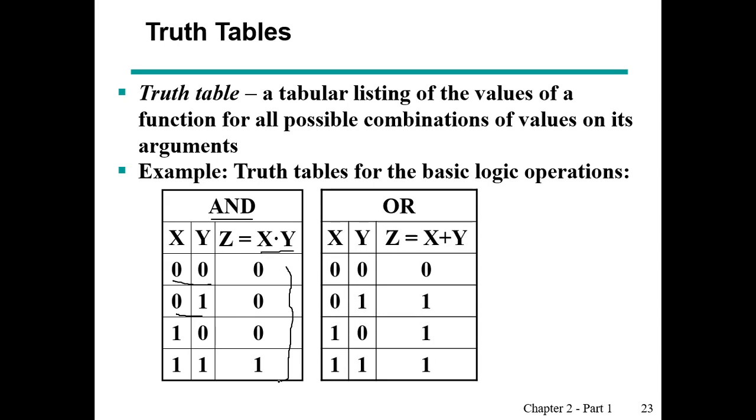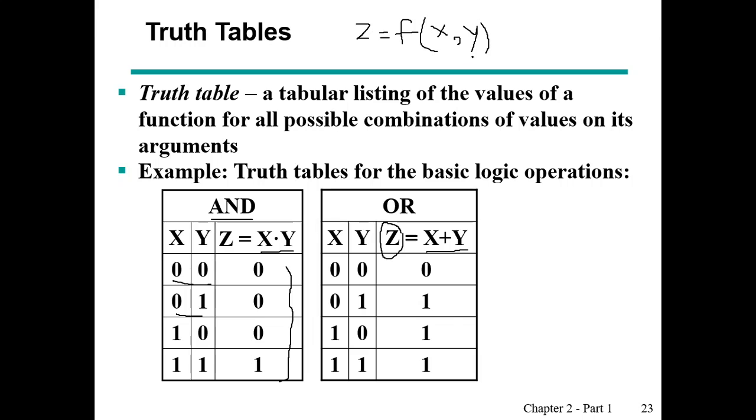This is the truth table for OR. So what is the value of this function? Z here is a function of x and y. Z here is a Boolean function of x and y. So you can think of x and y as its arguments. X and y are its arguments.